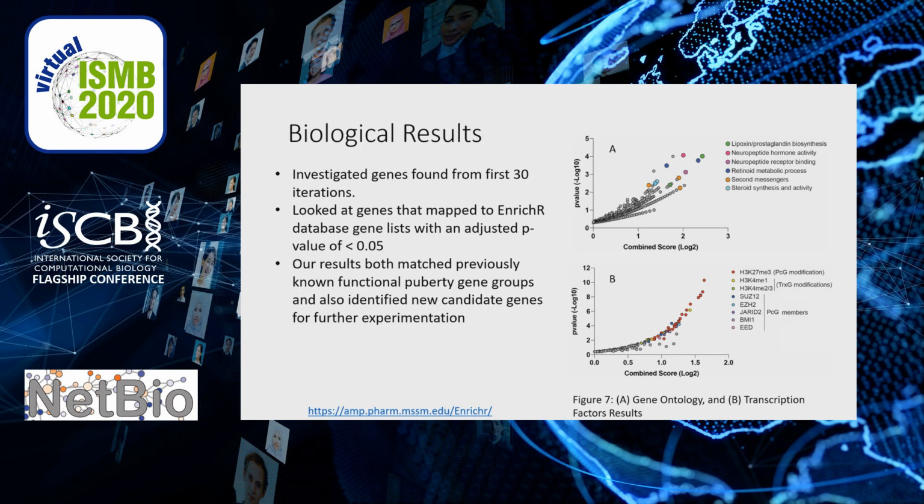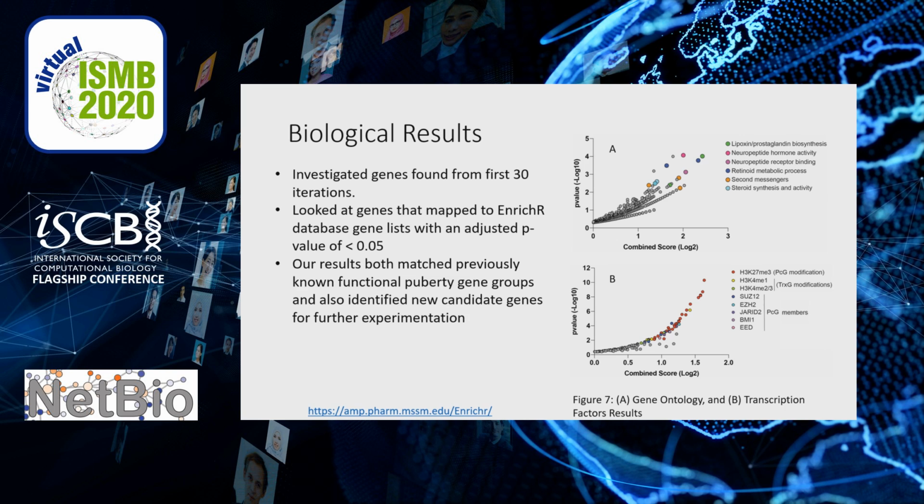For our biological results, we investigated genes found from the first 30 iterations. Our results are based across all contenders in the beam. We looked at functional gene groups that mapped to enrich our database with an adjusted p-value of less than 0.05. We found genes that matched previously known functional puberty gene groups, as well as new candidate genes.